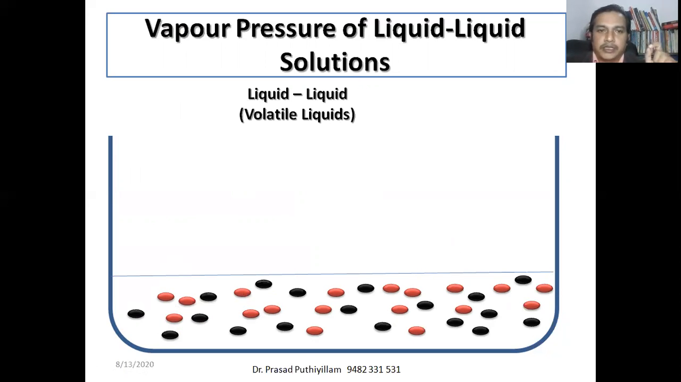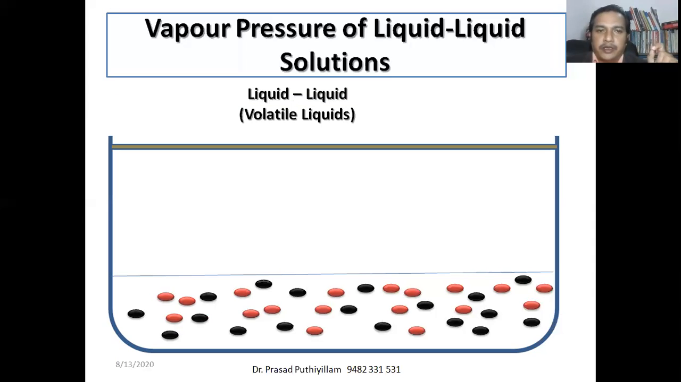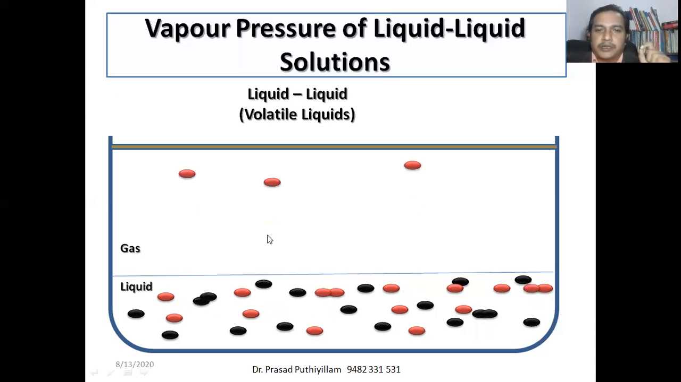Since they are volatile in nature, let us consider a closed container with the layer which contains more molecules, that is the liquid layer, and above that the gaseous layer or gaseous state. Since they are volatile, some of the molecules try to be in the gaseous state. Both component 1 and component 2 are volatile in nature. When they are in the gaseous state, they exert a pressure over the liquid molecules, which we call the vapor pressure. The vapor pressure of component 1 is P1 and the vapor pressure of component 2 is P2. So the total pressure is P total.